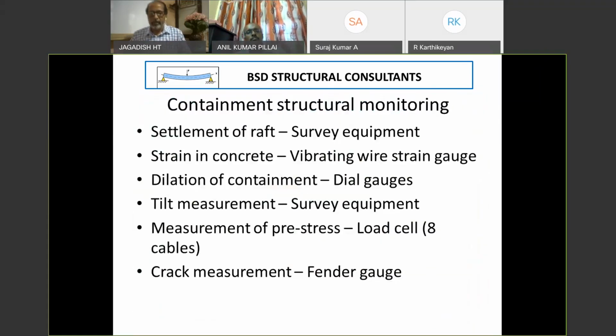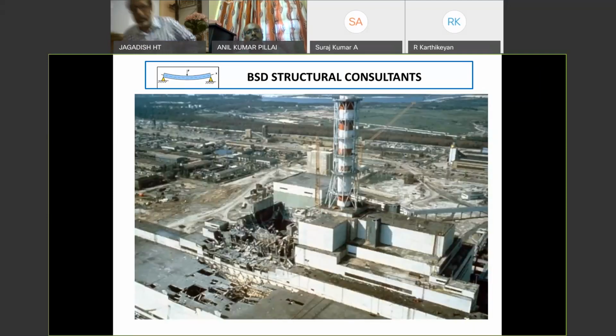Okay. Now, the next slide is my last slide. I've shown a photo here. Most of you would recognize this photo. It's basically the Chernobyl reactor of Russia.